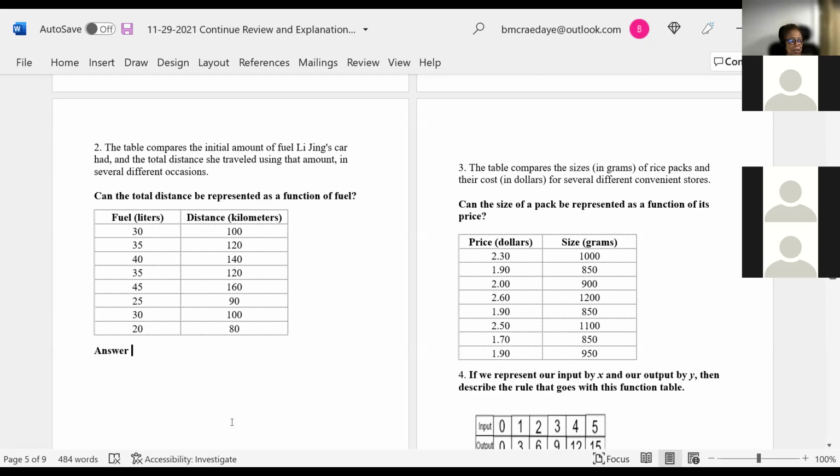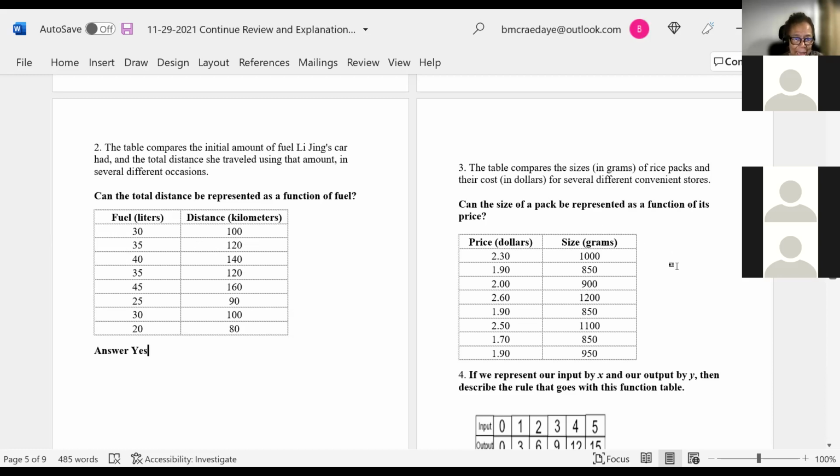So is this a function? Yes or no? Yes, right. You understand that, Audrey? Yeah, because even though you got duplicates, they map to the same distance in the table. So that means it's a function. If those distances were different, then it would not be a function. Got it? Yeah. Okay. Audrey, number 3, I'll give you a chance to look at this one.